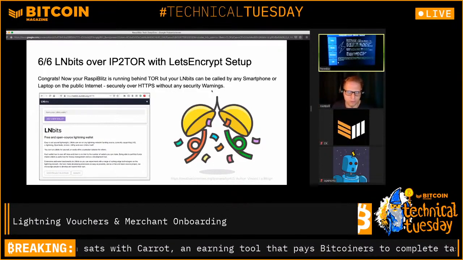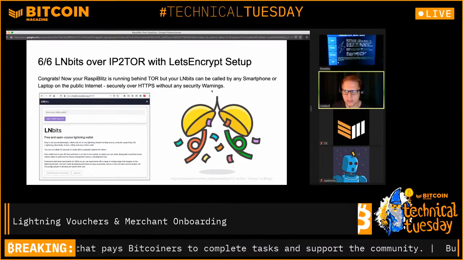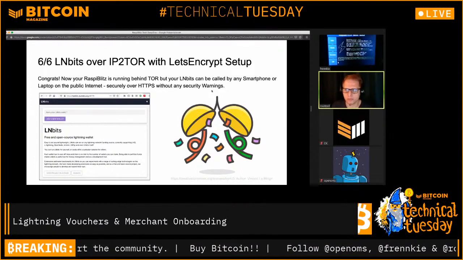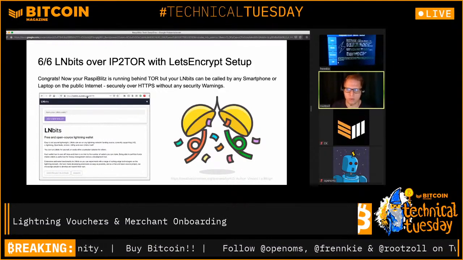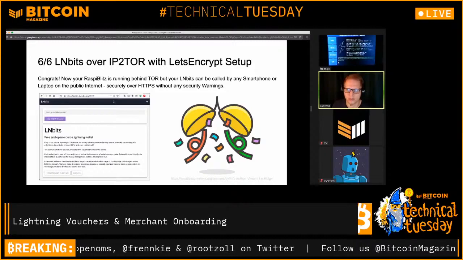Okay. Perfect. So this is exactly what we need. So now we have a service, we have LNBits running on our Raspberry Blitz, securely behind Tor. We're using the IP to Tor bridge, and with that service now, everybody in our local community can just call it like every other website out there on the internet, and without any security warnings, now reach our service. So next question is.